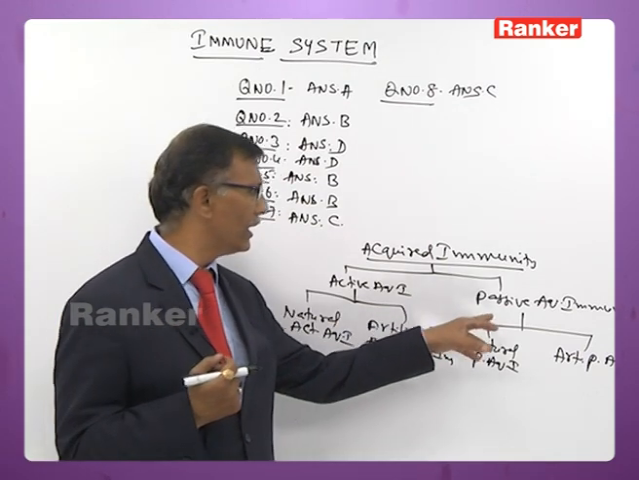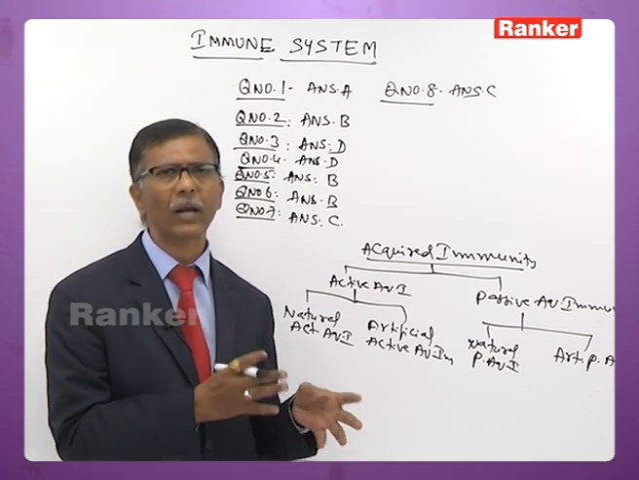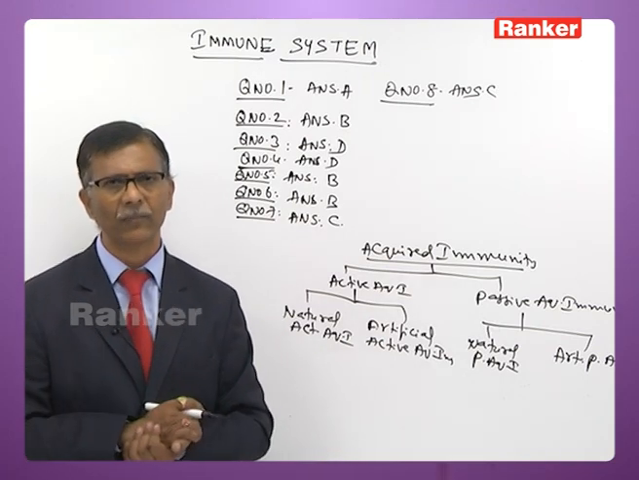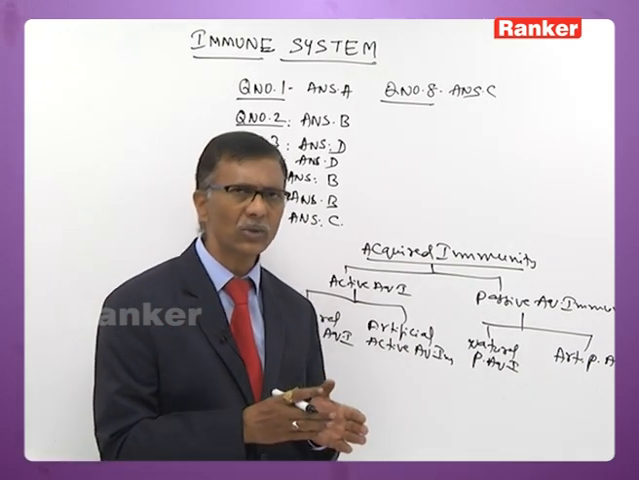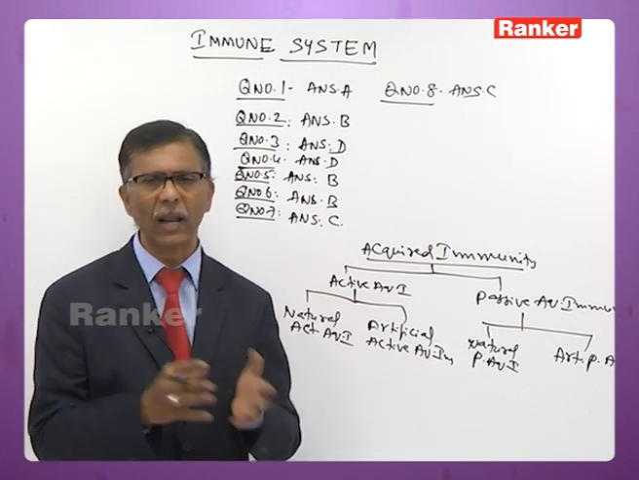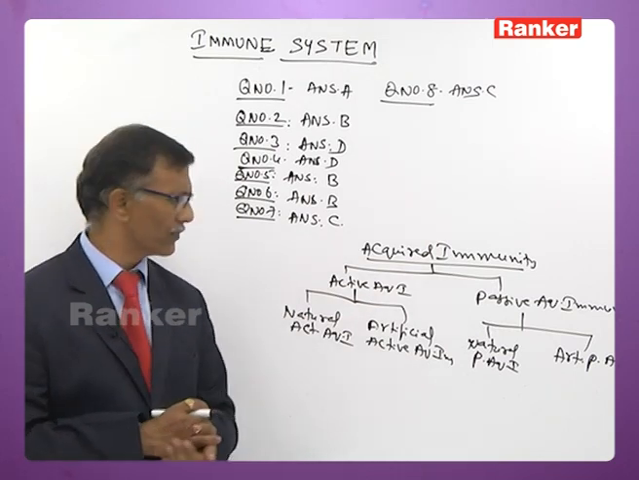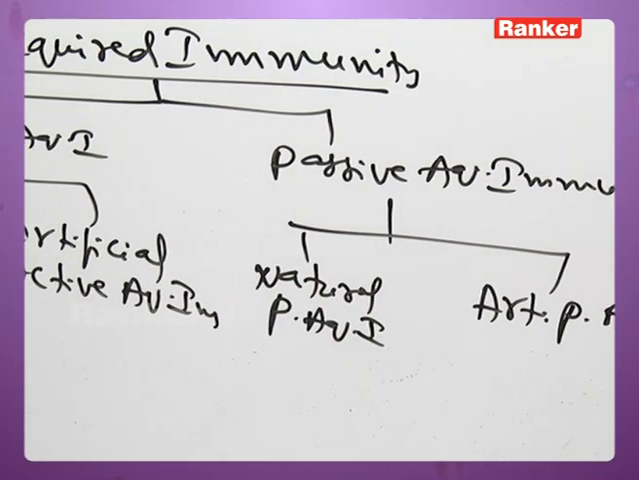Passive acquired immunity: here the antibodies are formed in one host, and from that particular host they are transferred to another. That is, they are transferred from a sensitized host to a non-sensitized host. Again, these are of two types: natural passive acquired immunity and artificial passive acquired immunity.